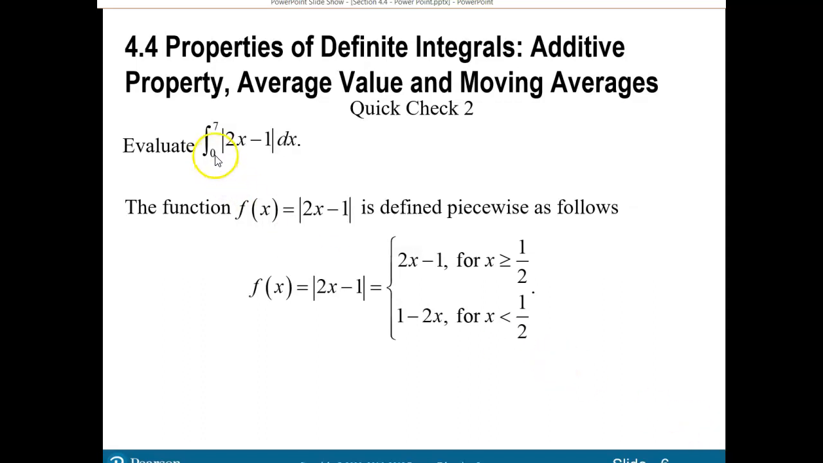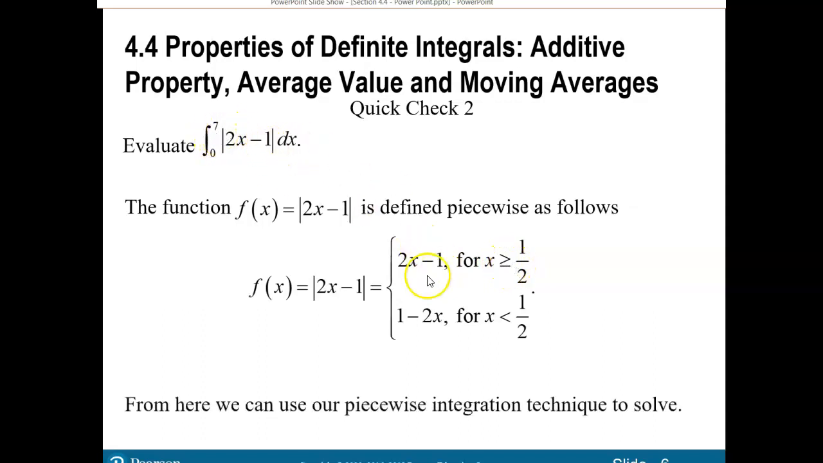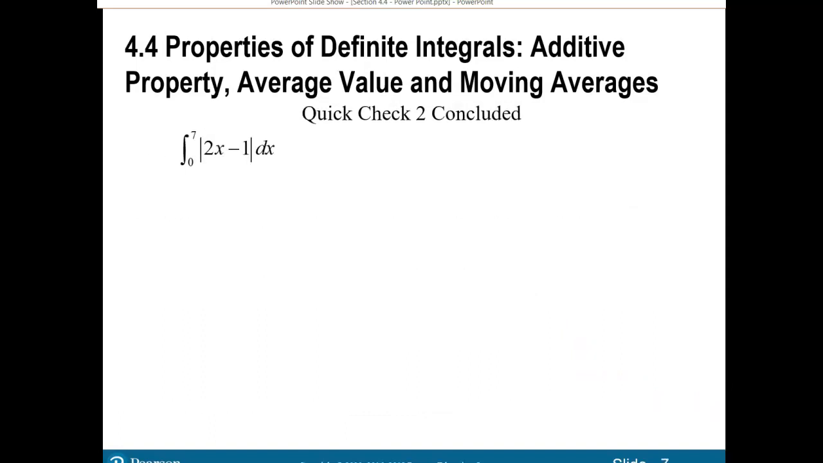So notice here we're going to integrate from 0 to 7. So our breaking point being a half means from 0 up to a half, those would be values less than a half. So that means integrate this one. And then from a half to 7, those values are greater than a half, right? From the 1/2 up to 7, that means I'm going to be using this one. Okay, we're going to use our piecewise technique.